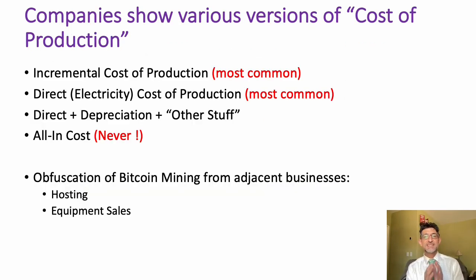Oh, this is very important. This is very important in terms of what I said, in terms of things to consider. There are so many different versions of cost of production. What does that mean? Like if a company says they only have $10,000 per Bitcoin cost, per producing a Bitcoin, what does that mean?